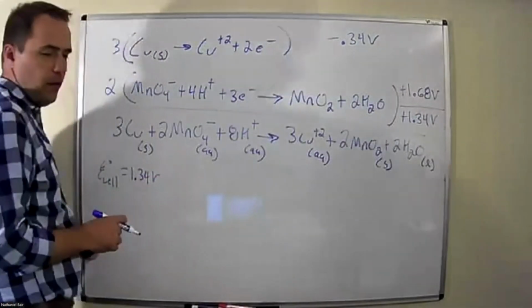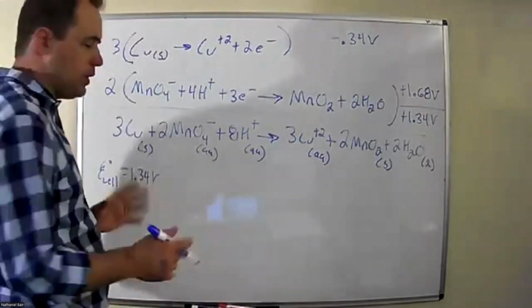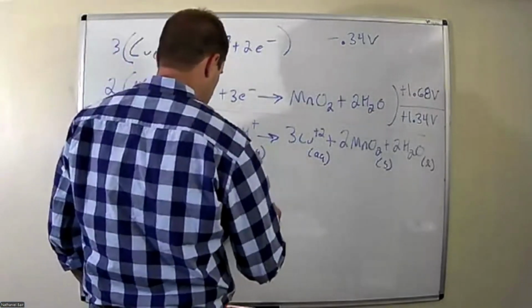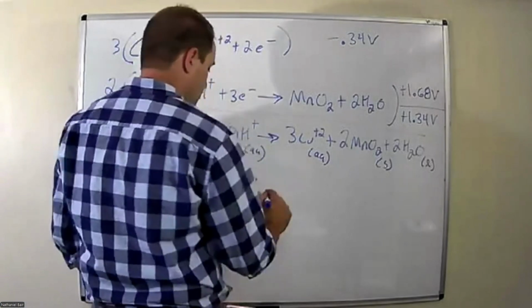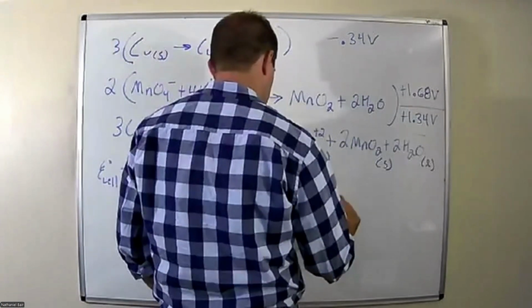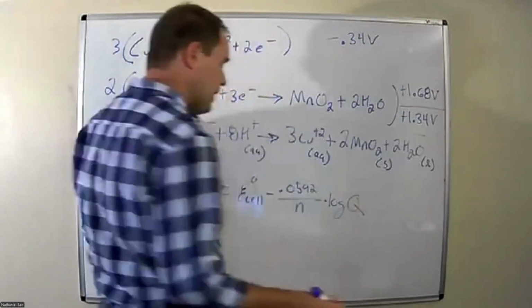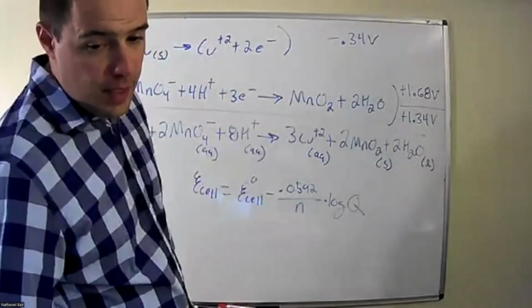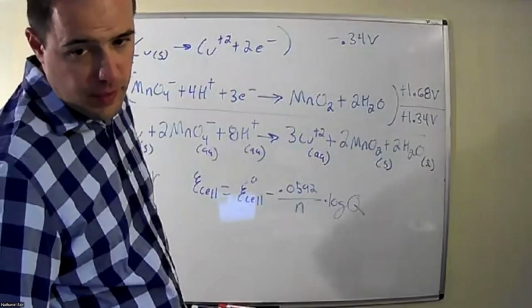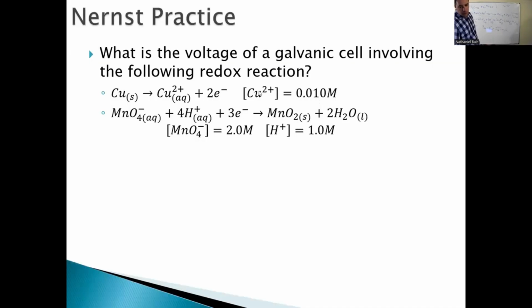Now I want you to use the Nernst equation, which is E cell non-standard equals E cell standard minus 0.0592 over N times the log of Q. I want you to use that if we change the concentrations for the aqueous species to 0.01 molar for copper 2 plus, 2 molar for permanganate, and we keep the H plus at 1 molar. Go ahead, folks, see if you can get that new voltage.